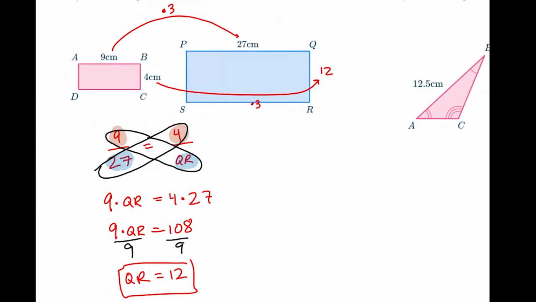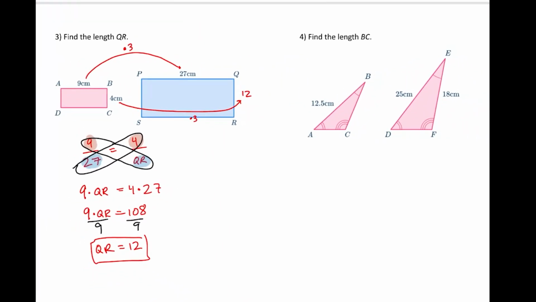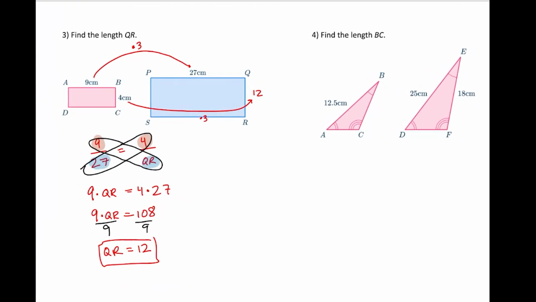Now, again, if you can figure out what the scale factor is, you don't necessarily have to use the proportion to solve it. But if you cannot figure out what the scale factor is, either because it's too hard or you just don't feel like it, you can always fall back on that proportion method. So like on the next example for number 4, you might be able to figure out what that scale factor is going from 12.5 to 25.